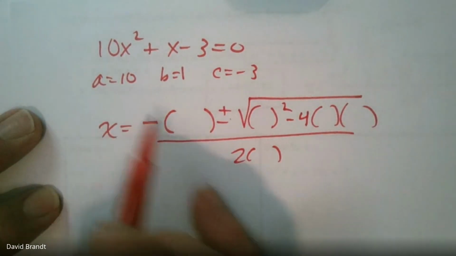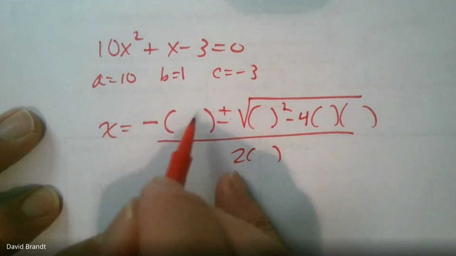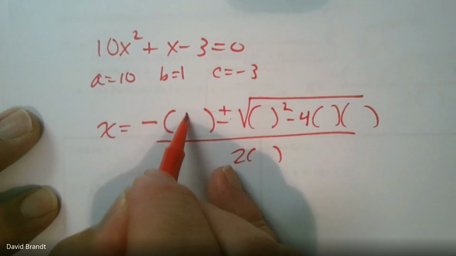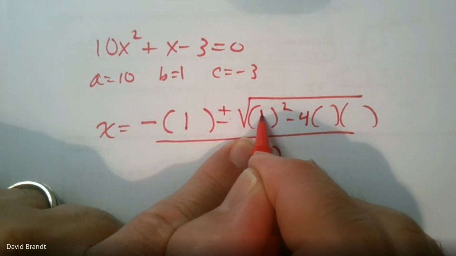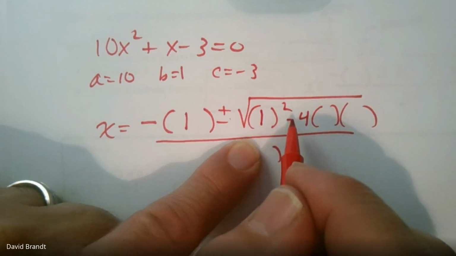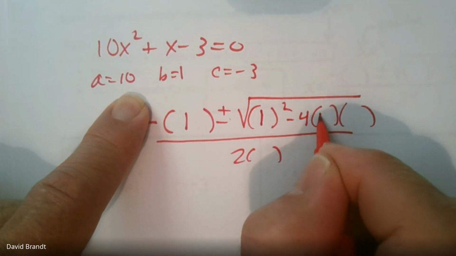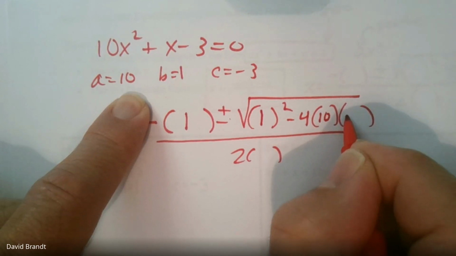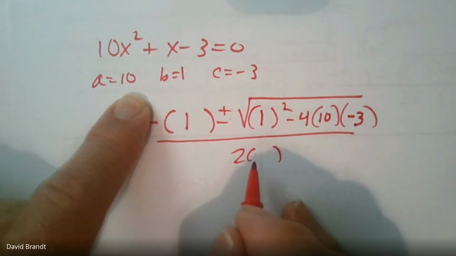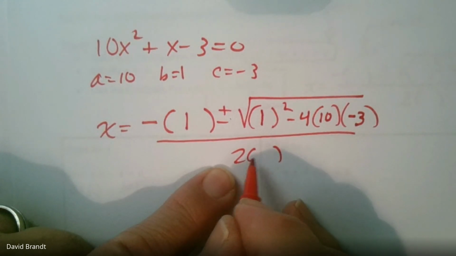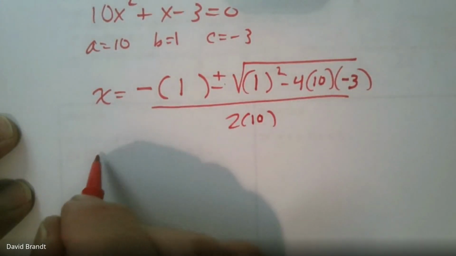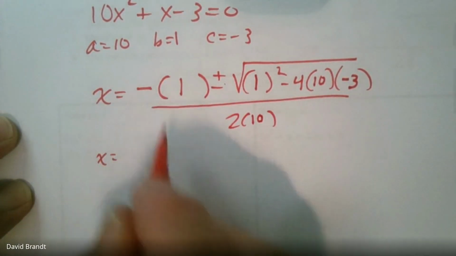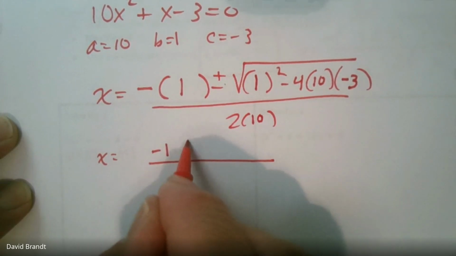Now go look at your notes. What number goes here? That's b, so that's going to be negative 1. And right here, b also goes here. That's going to be 1 squared. And then a is 10, and c is negative 3. And right here, a is 10. Now we're just going to use the order of operations. All right, a negative 1, that's negative 1, plus or minus.